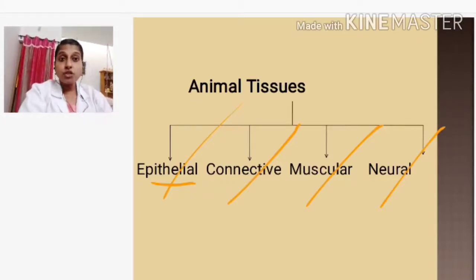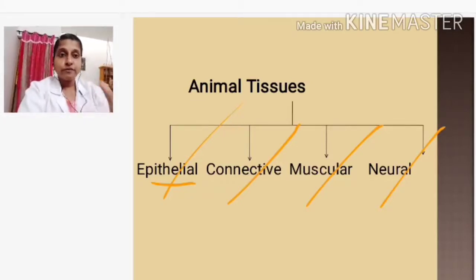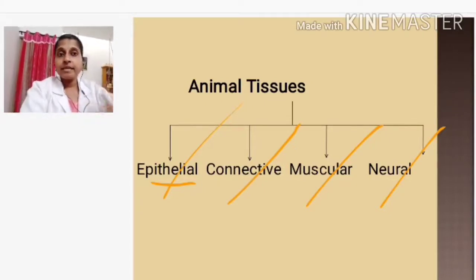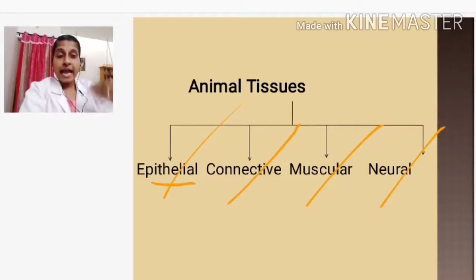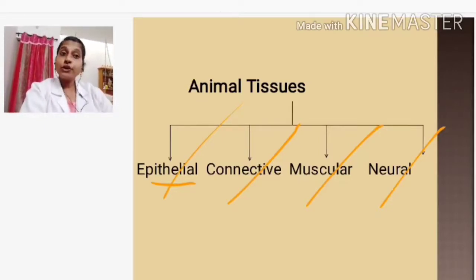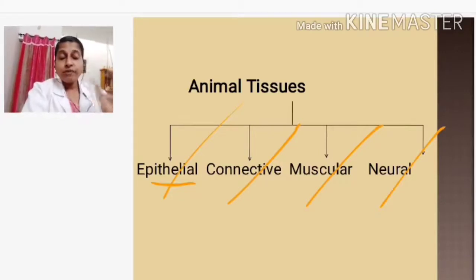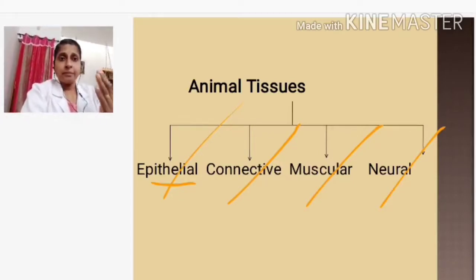Next is your muscular tissue. Muscular tissue refers to the muscles which are helping in various activities, whether voluntary or involuntary. Activities are being carried out with the help of this tissue called the muscular tissue. And the last one is your neural tissue. Neural tissue refers to the nervous tissue, okay? This is the main important tissue which is controlling the rest of the tissues. As you know, they are responsible for sending messages from one part of our body to another, right?